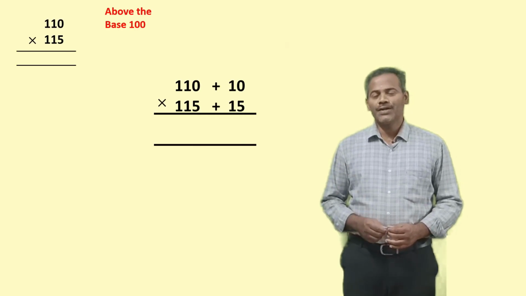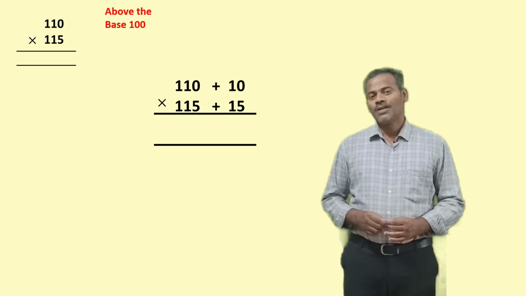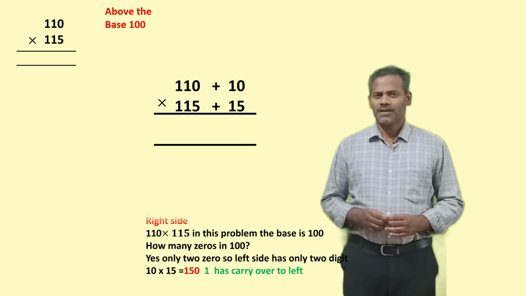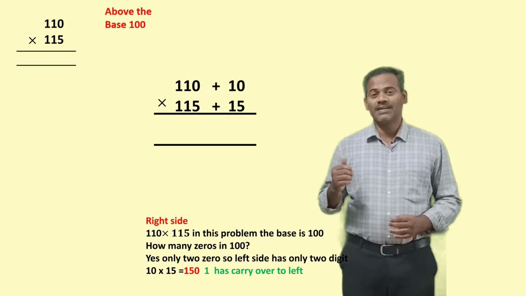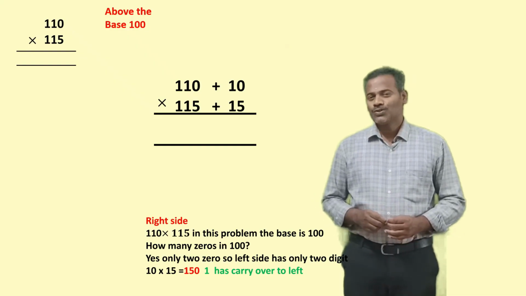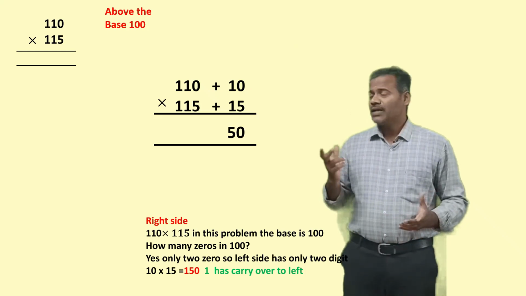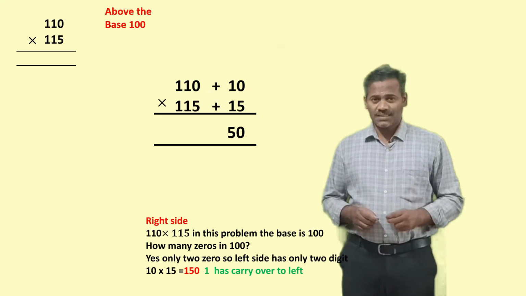Okay children, let me do one more problem. This problem is 110 into 115. How do we write this? Yes, 110 plus 10, 115 plus 15. So coming to the right side, 10 into 15 we will get 150. Shall I put 150 there? No, you can't put that, because the base is 100. How many zeros are there in 100? There are only 2 zeros. So the right side has to be filled with only 2 digits, but there are 3 digits, right? 10 into 15 we get 150, but you have to put only 50. Keep 1 as it is.